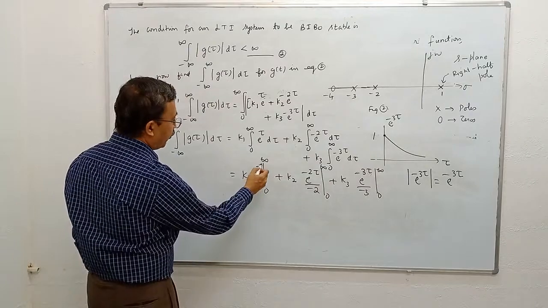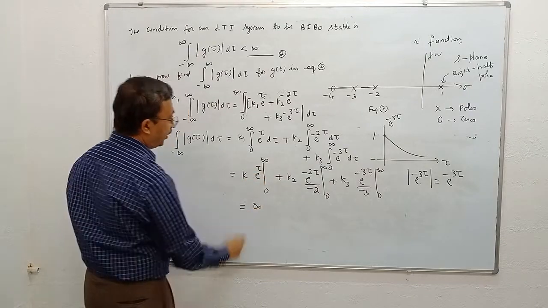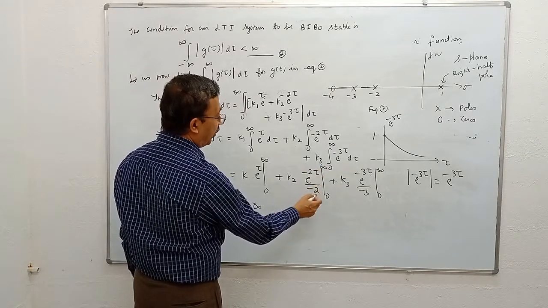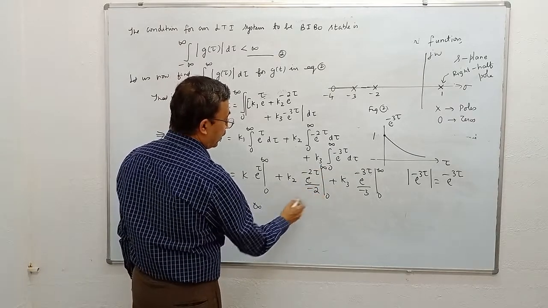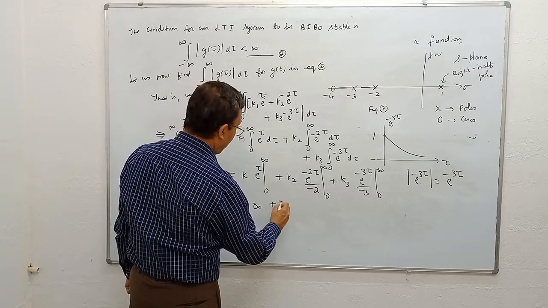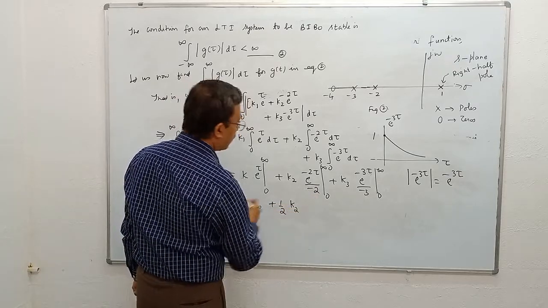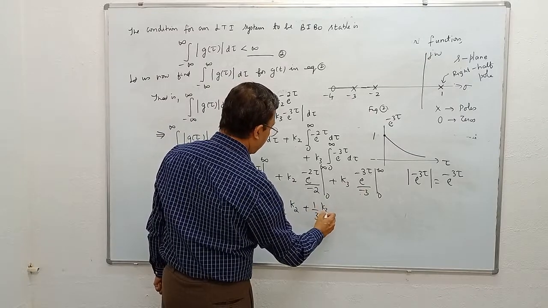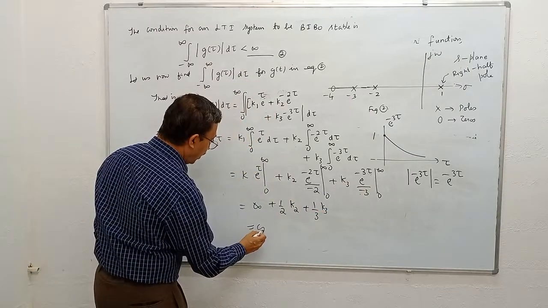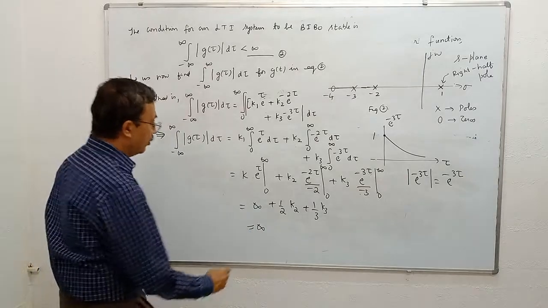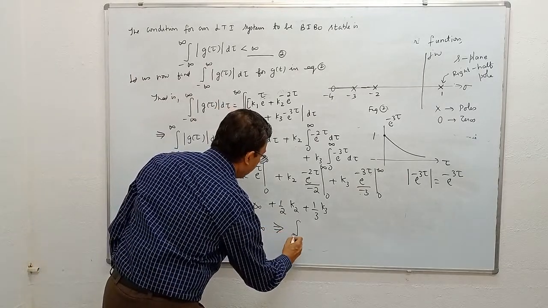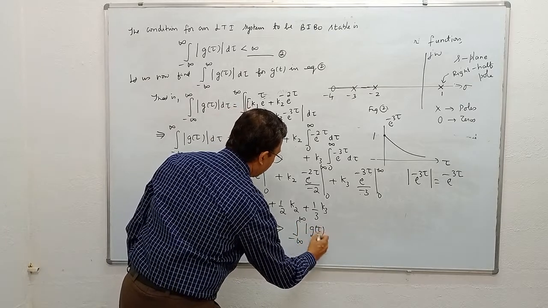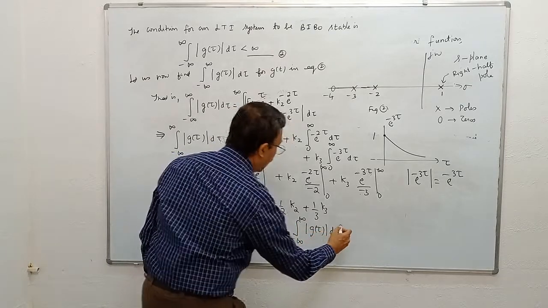If you put limits, you get infinity, since e to the power infinity is infinity. For the second term, if you put the upper limit, e^(-infinity) is 0, and if you put the lower limit, you get 1, so it is half into K2. If you put limits for the third term, you get 1/3 into K3. The result becomes infinity. This implies the integration from minus infinity to plus infinity of modulus of g(tau) d tau is not bounded.